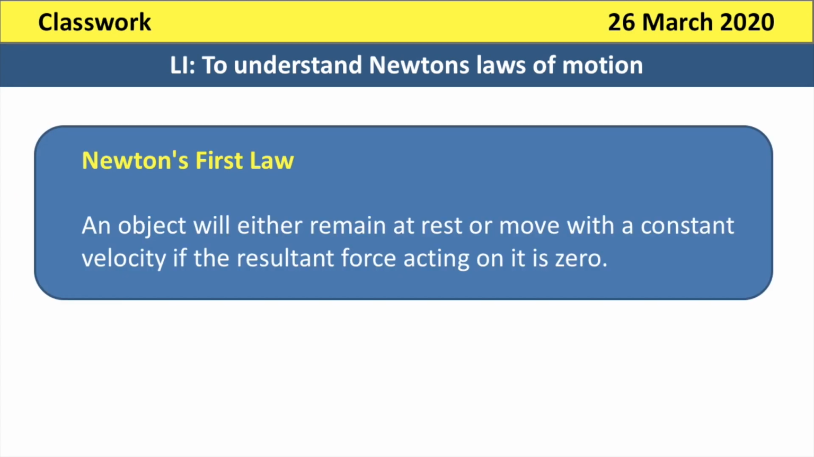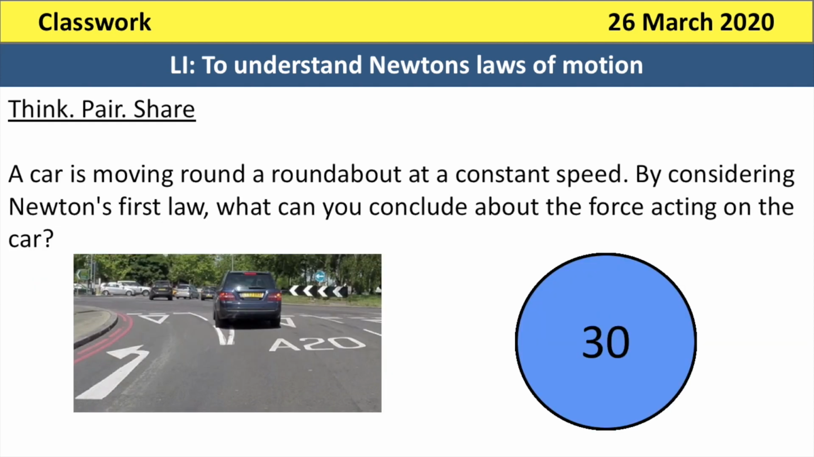So let's look at the first law to begin with. Newton's first law, or Newton 1, is that an object will either remain at rest or move with a constant velocity if the resultant force acting on it is zero. Now let's go straight into a task to do with that then.